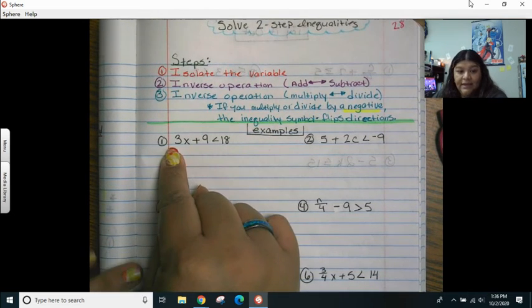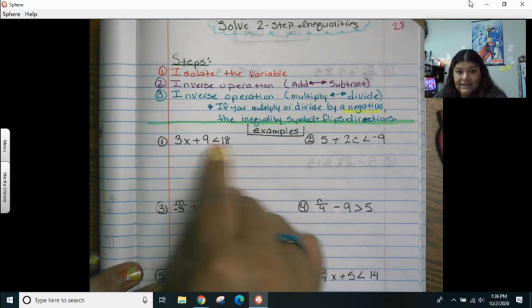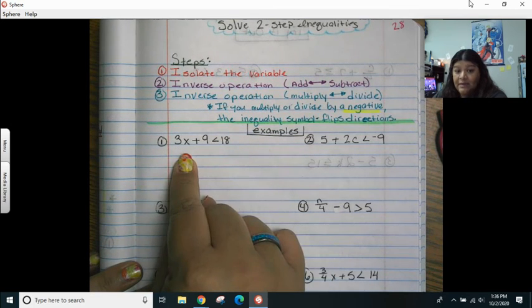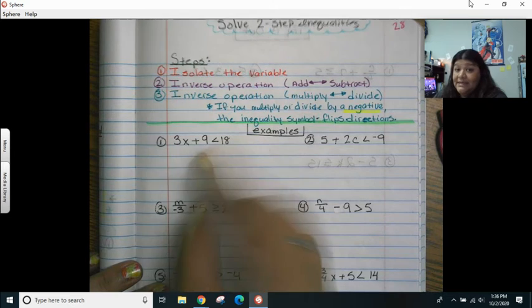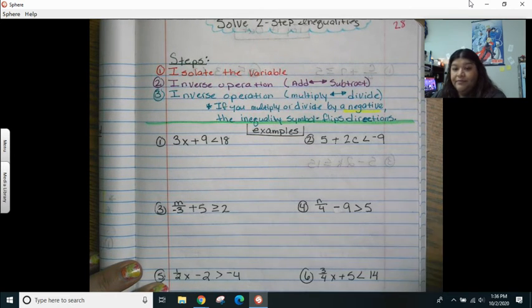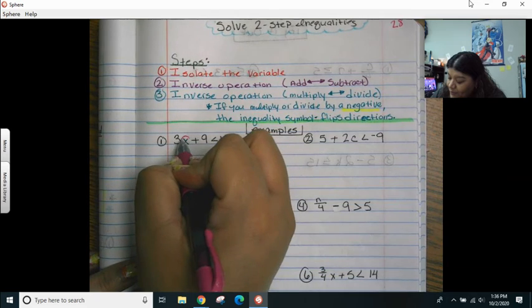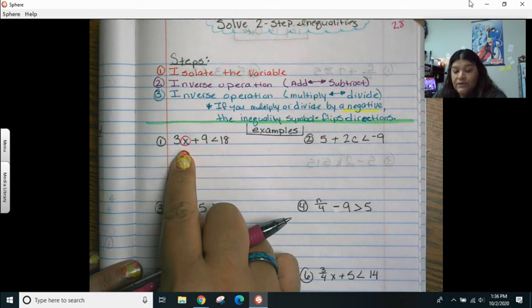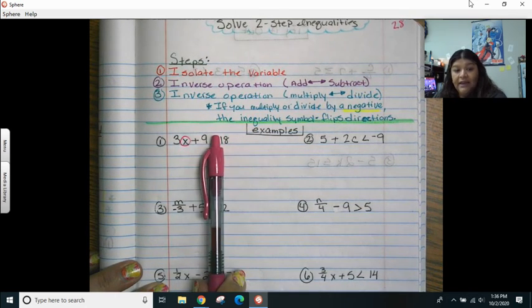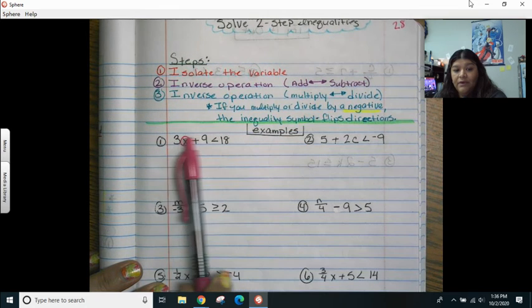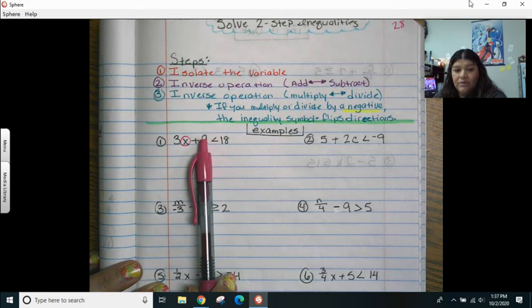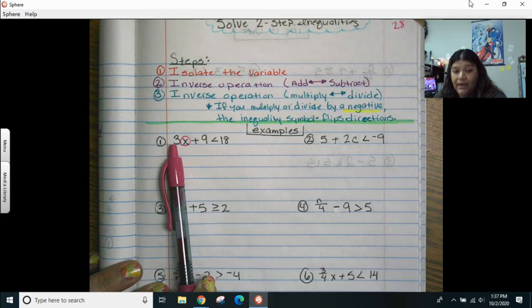So this is 3x plus 9 is less than 18. So 3 times some number plus 9 will give me less than 18. So follow the steps. Step 1, isolate the variable. That shows you that on this side of the inequality, I got to get rid of those two numbers. I have to get rid of those two numbers, the 9 and the 3, okay?